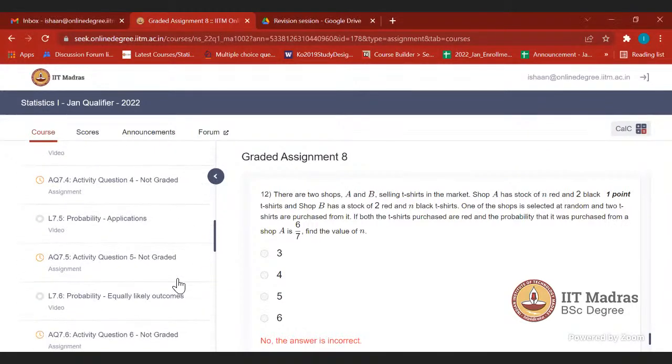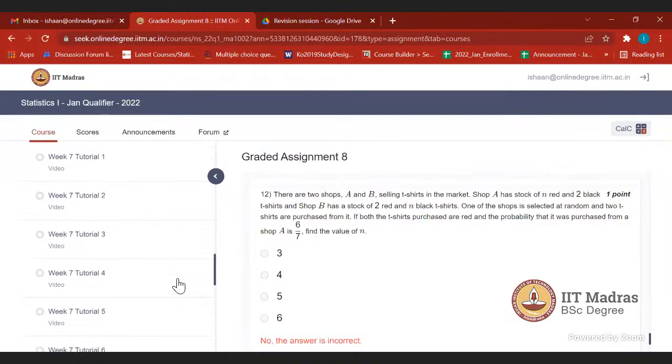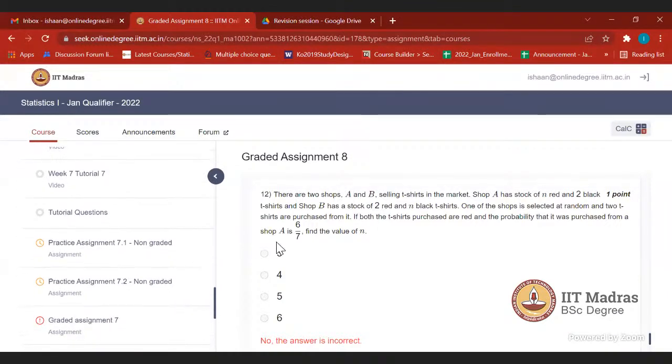Okay. Anything else, anyone? Sir, one question: nC3 equals nC2. They asked us to find the value of n. By trial and error, I got 5. But is there a method of finding it? Yeah, there is a method.